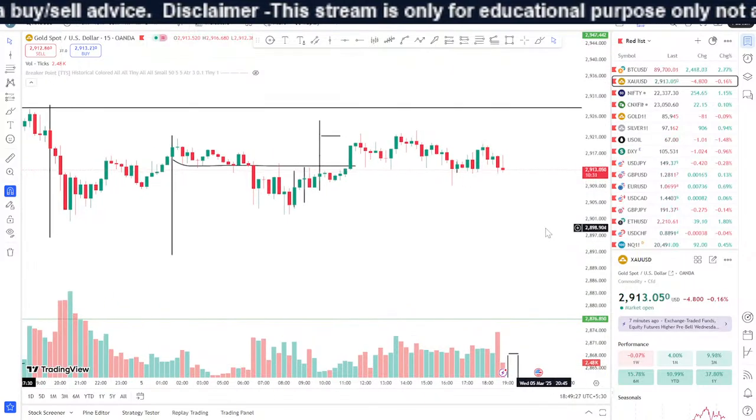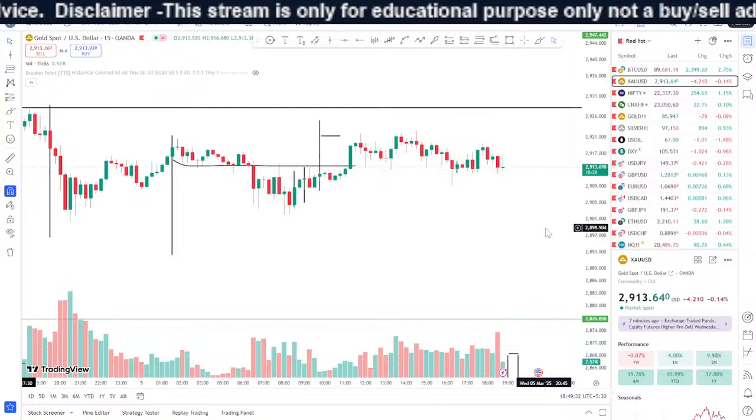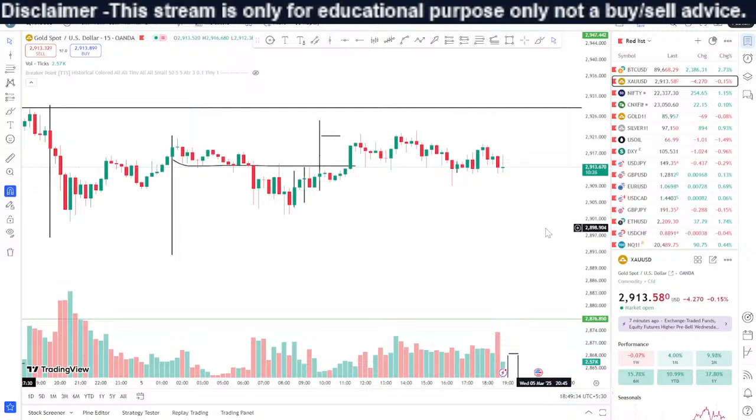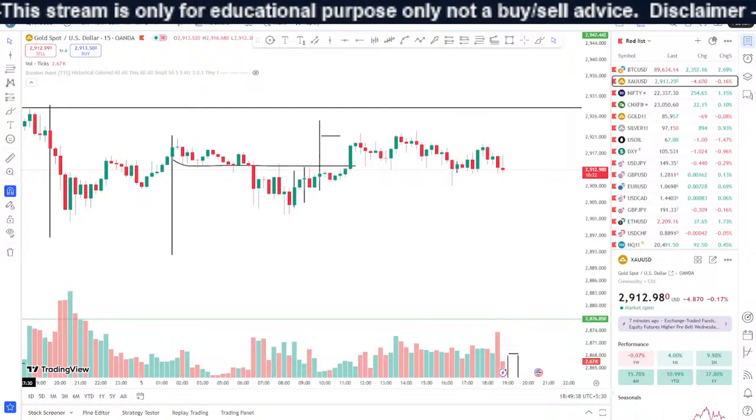So the direction is towards short. Yes, that's right. Till where? 2893. Clear, guys? Can we move to BTC?